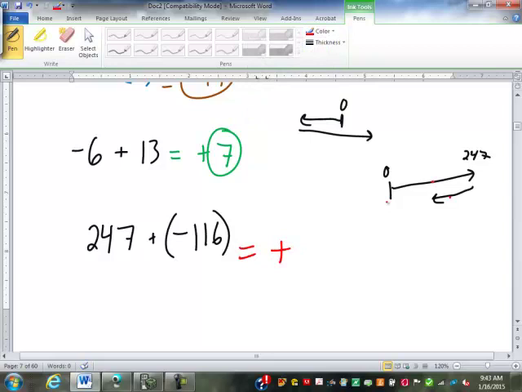The arrows go in opposite direction, so it's the difference between 247 and 116. So I'm just going to subtract them. So it's a positive 231. Oops, 131, I should say. So positive 131 is our answer.